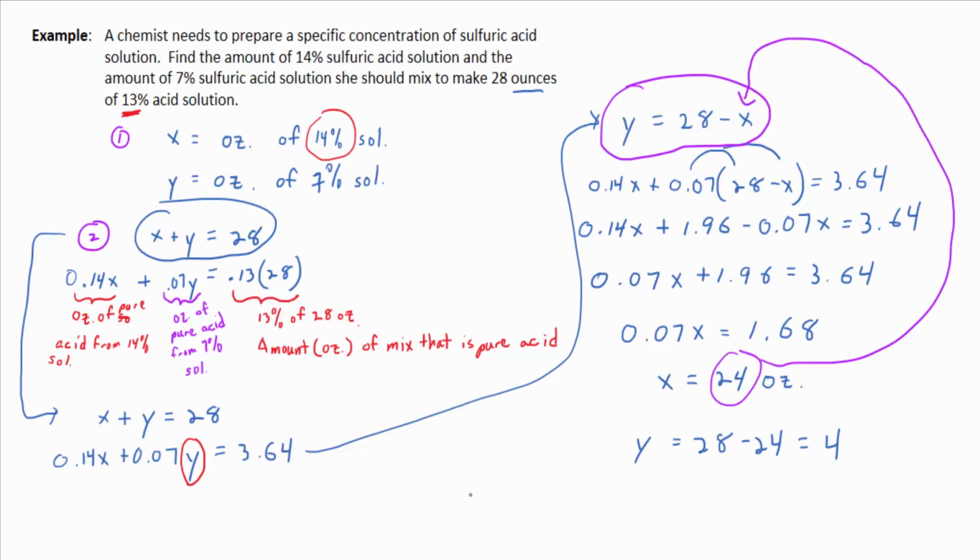So let's see, we call the chemist a she. So she needs 24 ounces of which type? 14% solution. And 4 ounces of, what was the other, 7%?